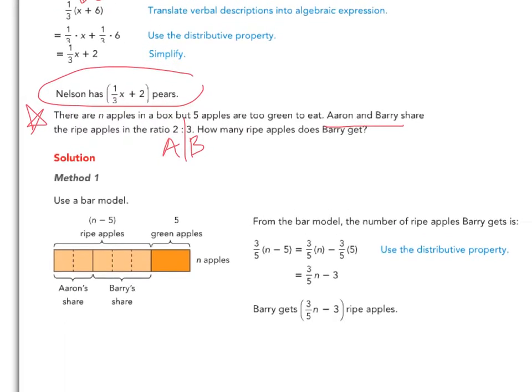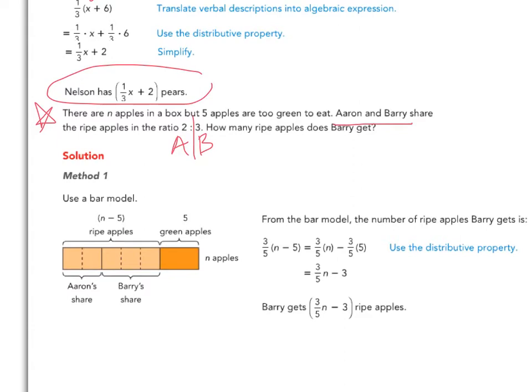Okay, so we can do this with a bar model if we want to. We have n apples and 5 are too green. So n minus 5 is the ripe apples, and then we have the 5 green apples over here. Now it says Aaron and Barry share them at a ratio of 2 to 3. So we break this into 5 equal pieces, because 2 plus 3 equals 5. So 2 pieces go to Aaron and 3 pieces go to Barry.